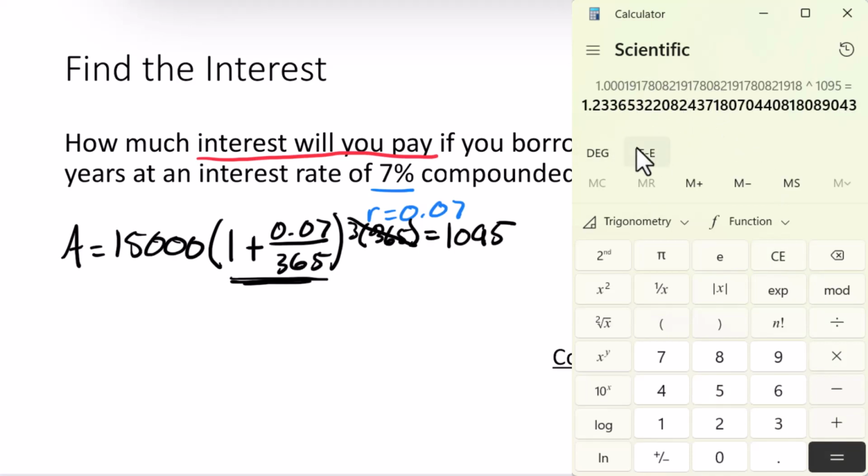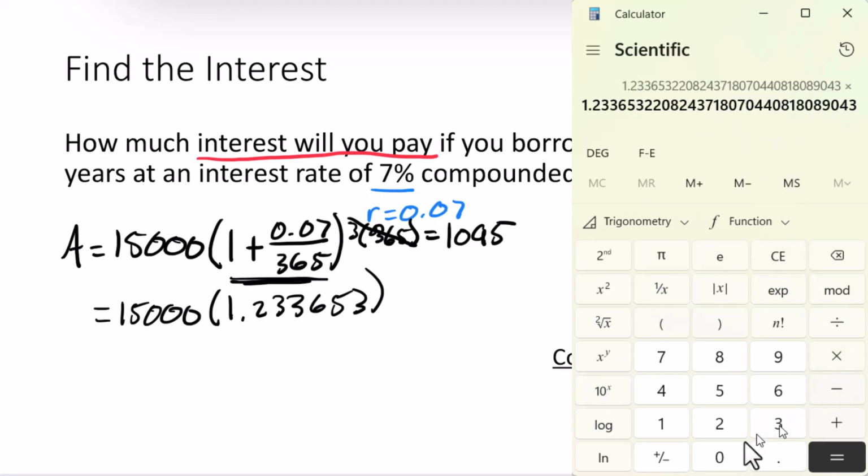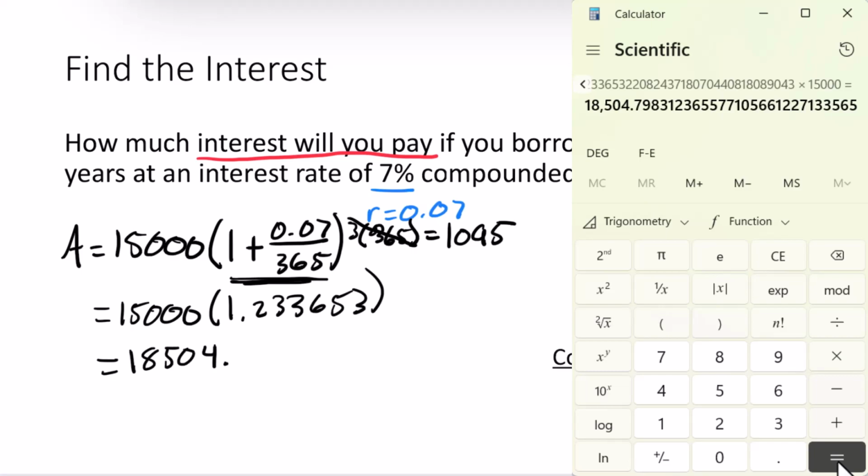This is the decimal you want to make sure that you keep at least 6 decimal places for. So I'm going to do 15,000 times 1.233653. And if you just keep this decimal in your calculator and you keep more decimal places, your answer will be even more precise. So I'll take this decimal and multiply it by 15,000. And that gives me the answer of $18,504.80 if you end up rounding that.